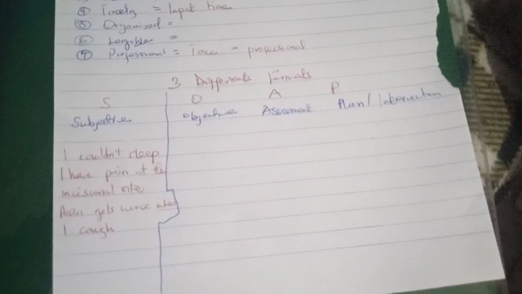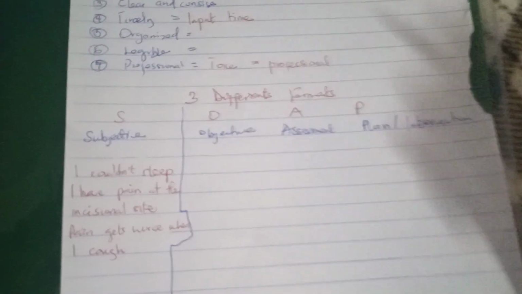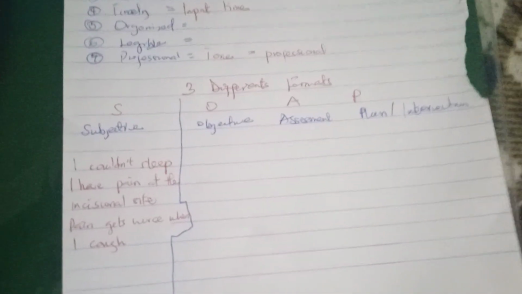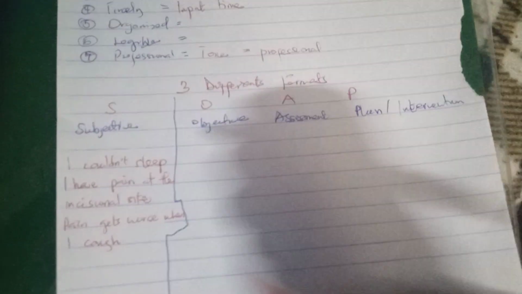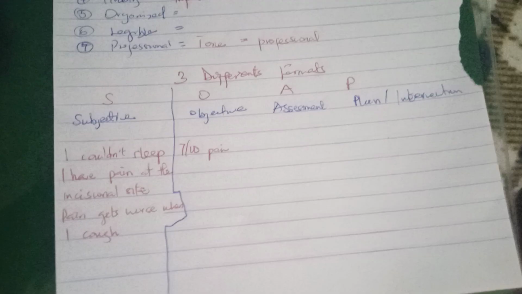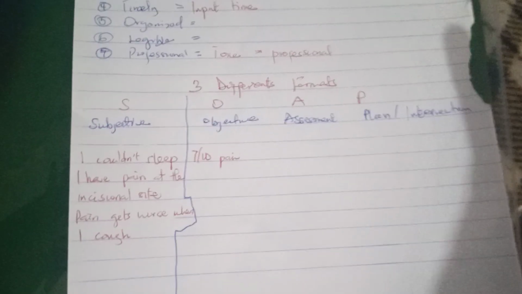Now, your objective data, or your objective findings. Since there is pain, you need to assess the pain. You need a certain measure. So you ask the patient on a scale of, let's say, 0 to 10, what is your level of pain? The client will tell you maybe 7/10 pain at the incisional site. Then you might want to touch the incisional site to assess the wound. So you do a wound assessment.